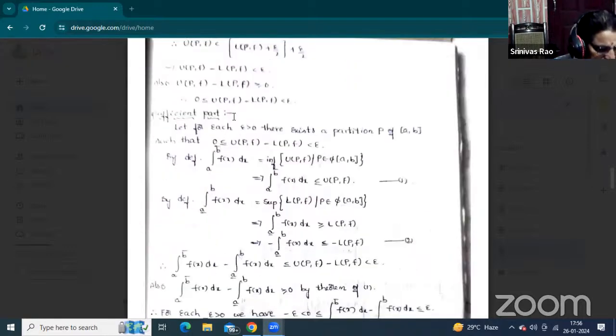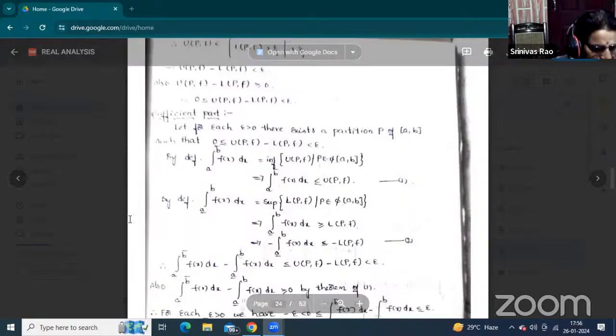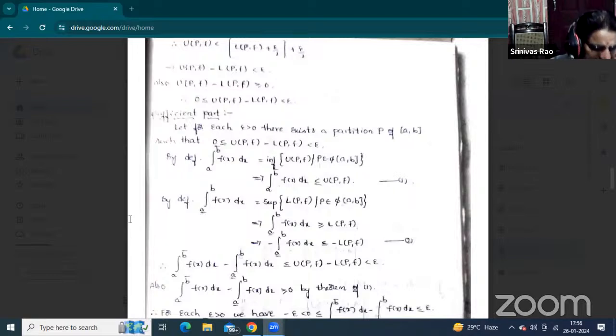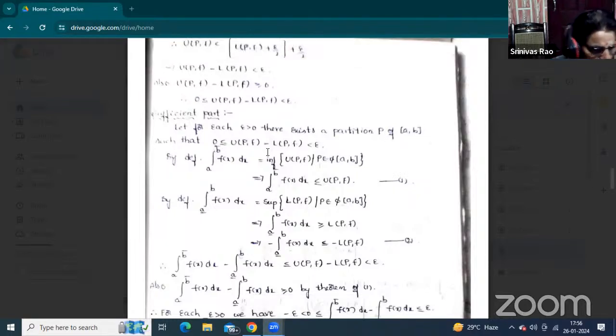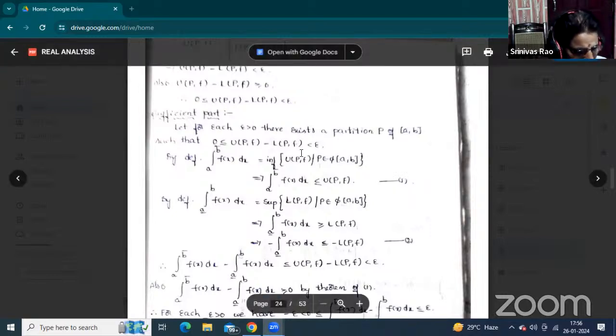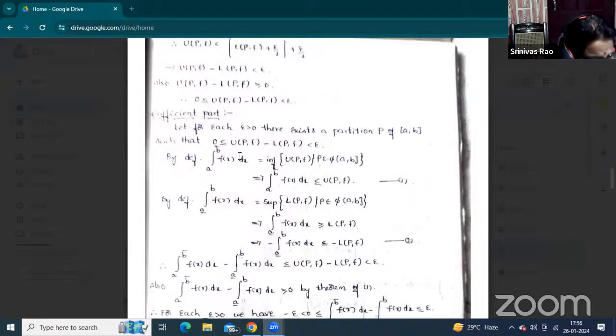But in the same manner, for the sufficient part, we are taking first of all, from the partition set pi of closed interval AB, one of the partitions. In the partition set, we are taking one of the partitions. So that partition is P, any one of the partitions. Here especially there exists epsilon greater than 0 and a partition P of closed interval AB such that 0 is less than or equal to upper Riemann sum minus lower Riemann sum, which is less than epsilon. First of all, we are taking this given condition.